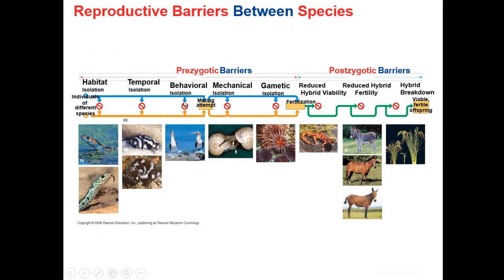So, habitat, temporal, and behavioral isolation: they do not have a mating attempt. For habitat, there is no mating attempt. For behavioral, there is no attempt. But here, they did have a mating attempt. So, the problem is they are mechanically isolated because of morphological differences. They are also gametic isolated, meaning the sperm cannot fertilize the egg. So even though they had an attempt, or in some cases fertilization occurred and produced offspring, however, the produced offspring has reduced hybrid viability. This is for postzygotic, after fertilization: reduced hybrid fertility and hybrid breakdown.